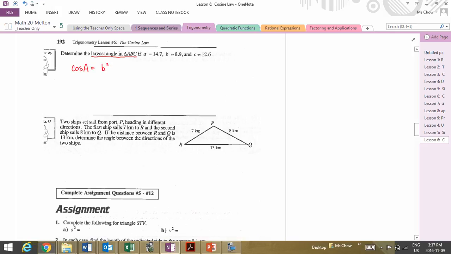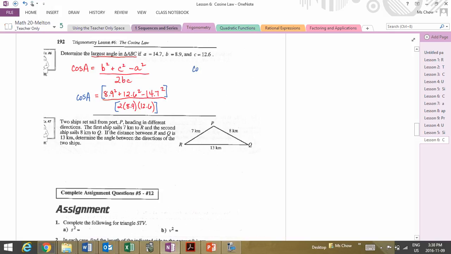So the sum of the squares of the other two lengths, b squared plus c squared minus a squared over 2bc. So if we fill in our numbers, then we know that it's 8.9 squared plus 12.6 squared minus 14.7 squared, all divided by 2 times 8.9 times 12.6. And again, if you're entering this into your calculator, remember that you want to put parentheses around your numerator, parentheses around your denominator, and that will equal cosine of A.